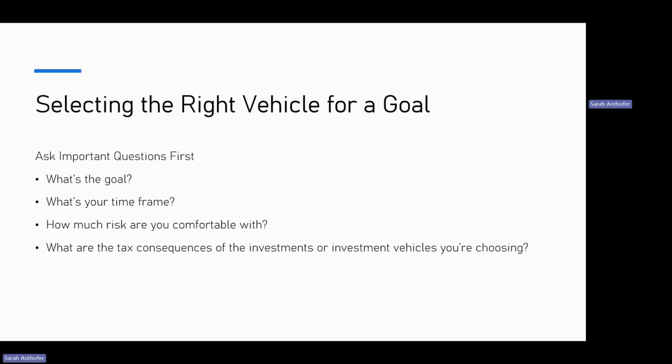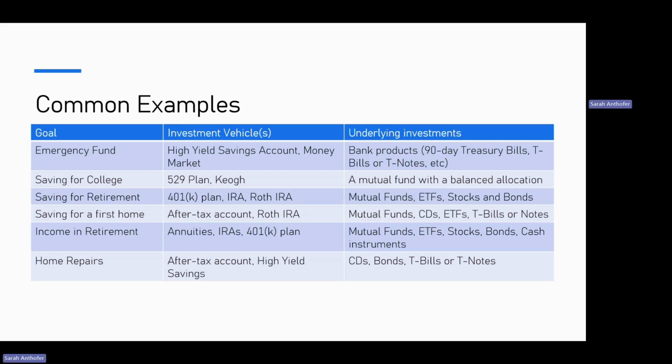You want to start by asking yourself some important questions. What's my goal? What's my time frame? How much risk am I comfortable with? What are the tax consequences of the investment or the investment vehicle that I'm choosing? Those are going to be good frameworks for you to take your financial planning goals and then to apply the right vehicle to that. Let's walk through some examples, because I tend to be the kind of person who sees examples as easier ways to talk through it.